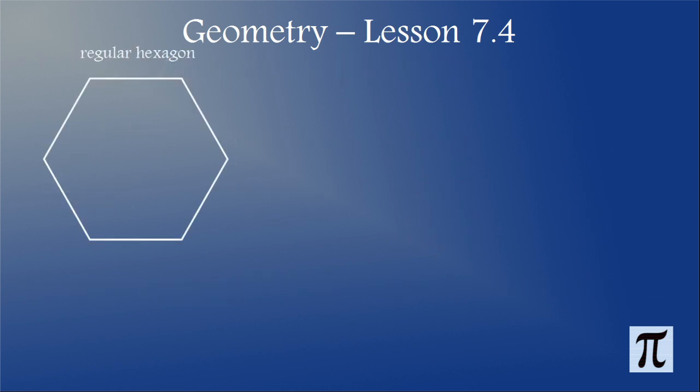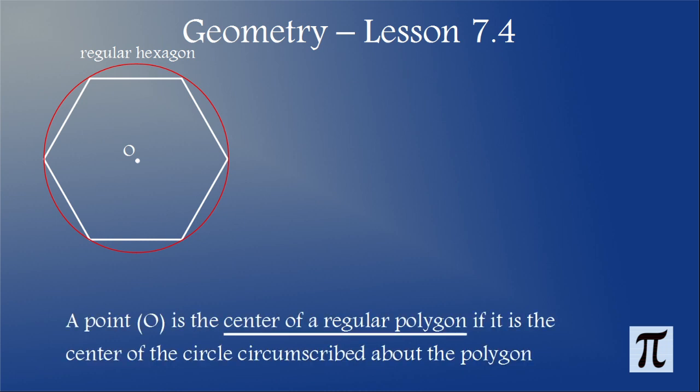Let's take a look at this regular hexagon. Without having to draw extra shapes or symbols, calling it a regular hexagon means that all six angles are the same and all six sides are the same. Next, we're going to put a circle around this hexagon with center O. This point O is the center of a regular polygon if it is the center of the circle circumscribed about the polygon, meaning the circle just fits around the edges and the vertexes of the polygon.